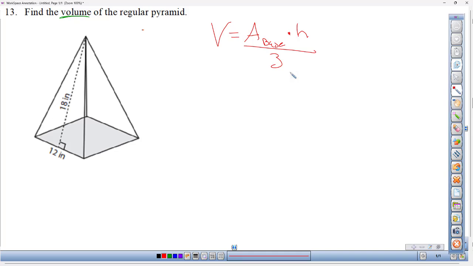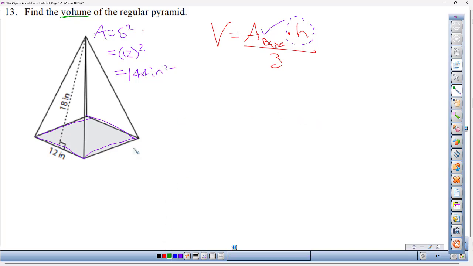All right, maybe we will start with a very central part. The base is this square down here, and we need to find its area. So the area formula for a square is side length squared. In this case, we're going to square 12, and that will give us 144 square inches of area, and we got the area of our base, just like that. The big part of this problem is going to be finding the height.